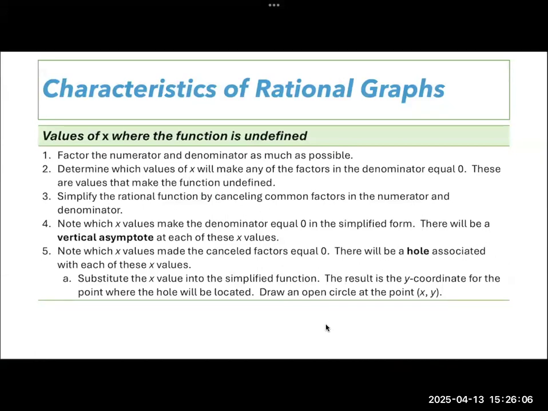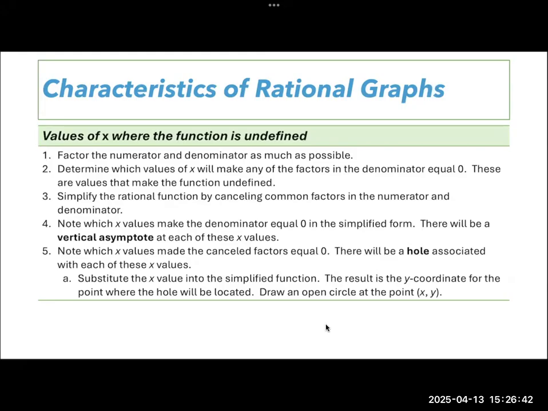So when we are talking about graphing of rational functions, they can be a bit tricky sometimes. So we want to take a very organized, thoughtful approach to this. And we're going to use 4 major characteristics of rational graphs to help us graph them. The first is to determine where do I have x values that make the function undefined.